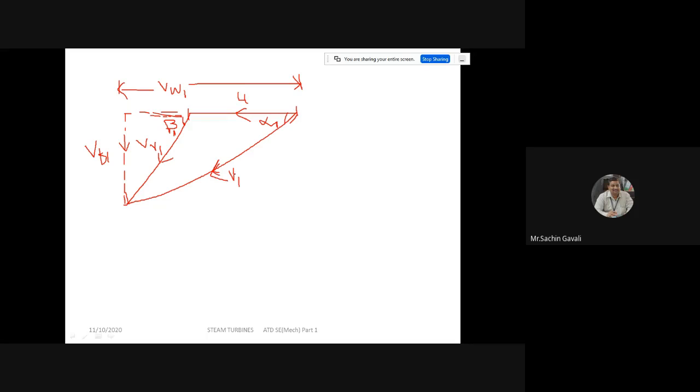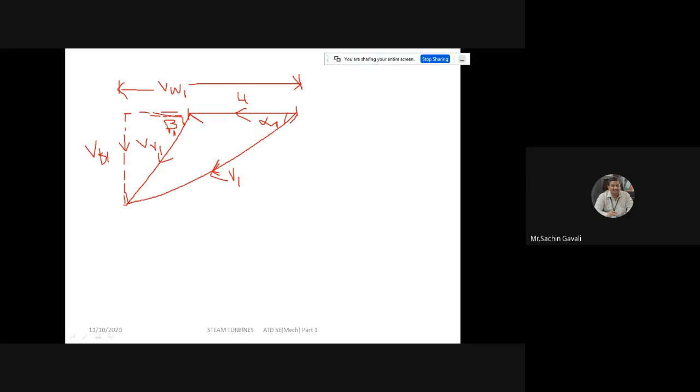And this V1 has two components: VF1 vertical and VW1 horizontal. And between U and V1 there is a relative difference. If we join the end of U and the end of V1, that component is called VR1. Emerging from this, another relative component will emerge.